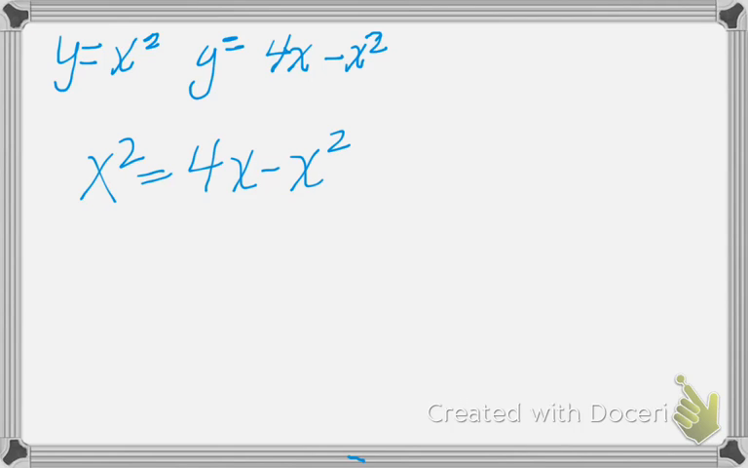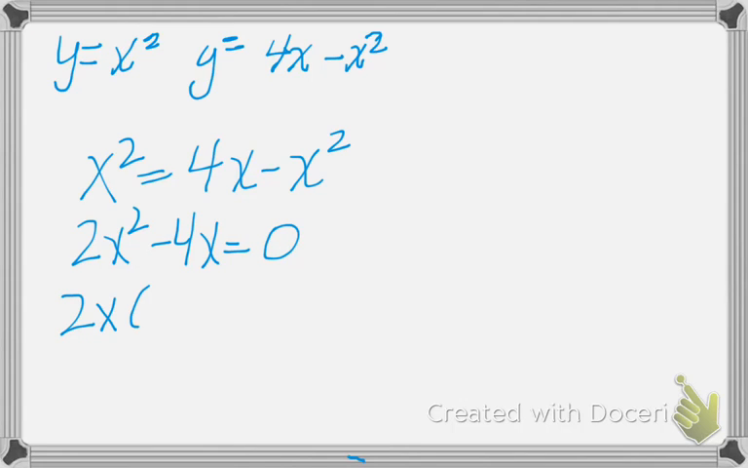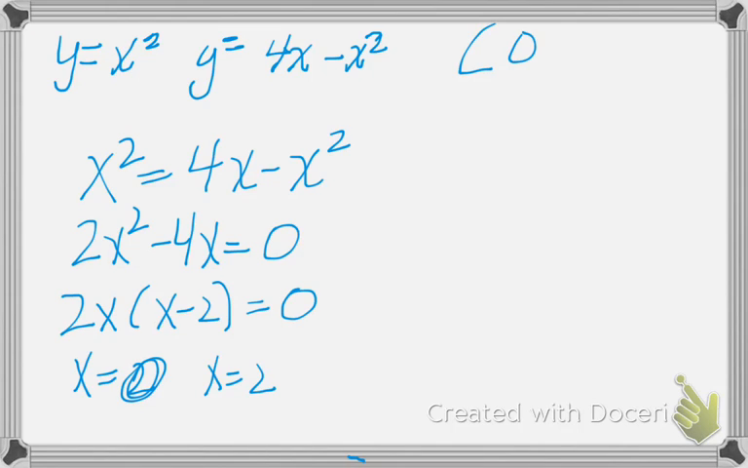Since it's a quadratic, we'll set everything equal to 0 and we'll get this factor. And we're going to get x equals 0 and x equals 2. That means, whoops, it's supposed to be 0. That means our interval is from 0 to 2.